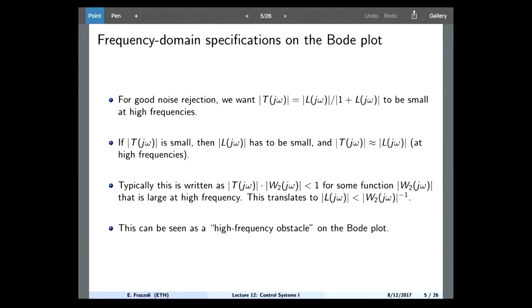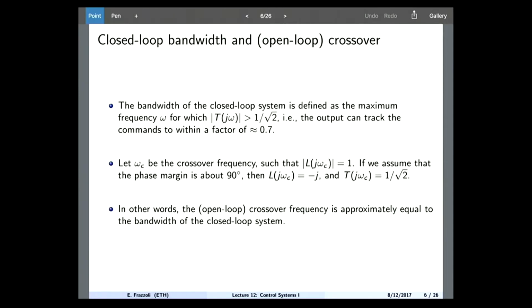Same reasoning for noise rejection. Now we want the closed loop transfer function T, the complementary sensitivity T, to be small at high frequency. In order for this to be small, what you need is L of j omega, the magnitude, has to be small. Okay? So then again, what this translates to is L of j omega must be less than some function W2. Okay? This is the high frequency obstacle.